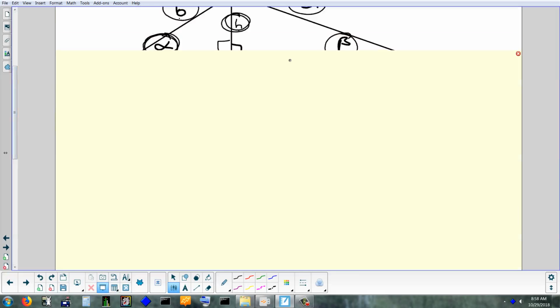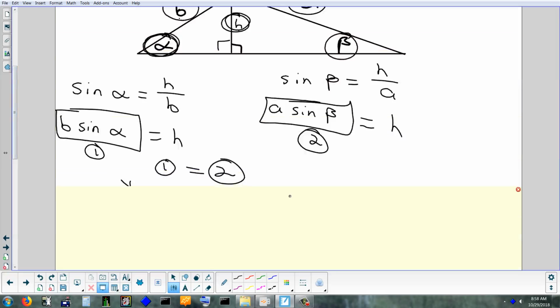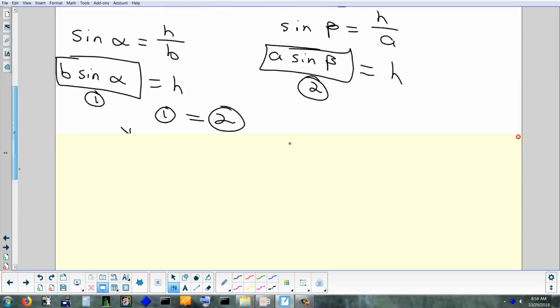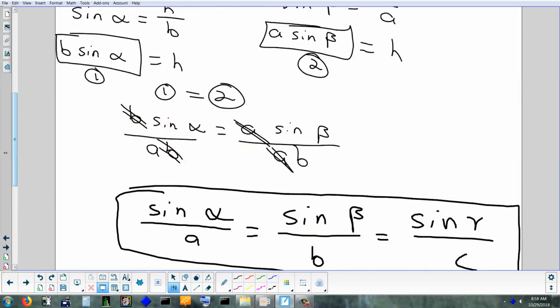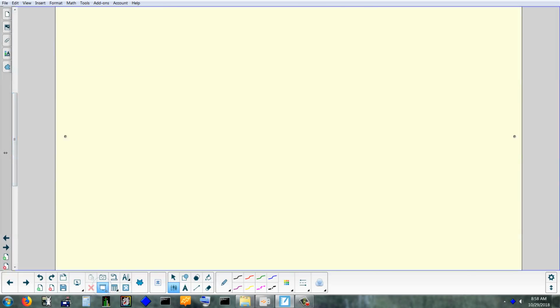So really the law of sines comes from right triangle trig. It's just that once we have the law, we're not going to have to go back and think about it as a right triangle. All we're going to do each time is use this formula: sine of alpha over A equals sine of beta over B.